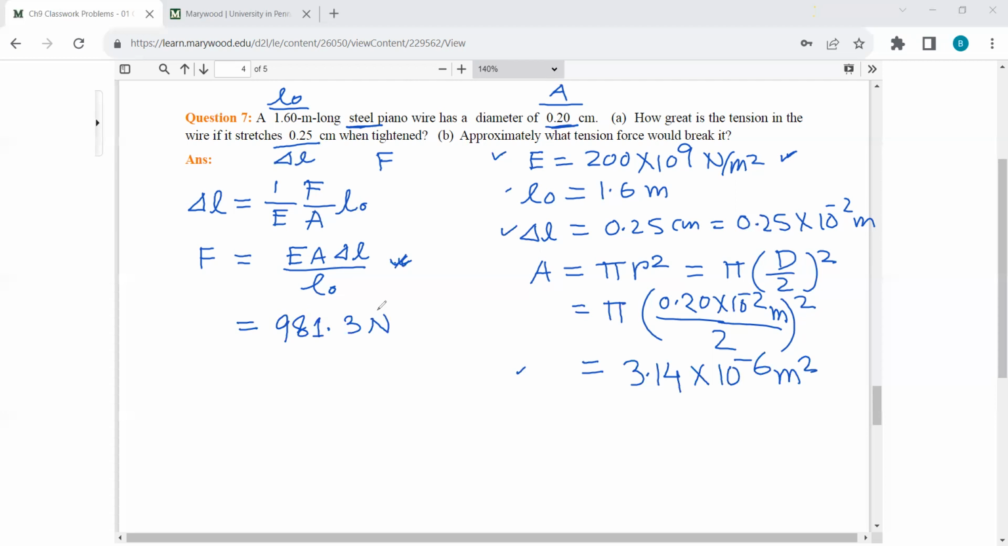Okay, all right, so this is A. Number B, let's try number B. Number B tells us approximately what tension force would break it.